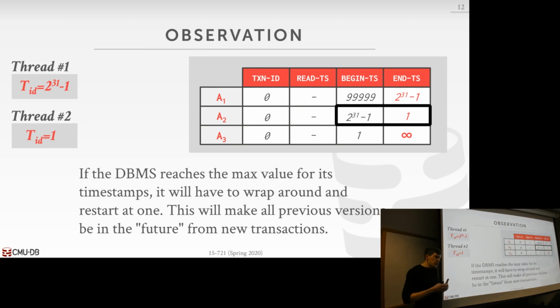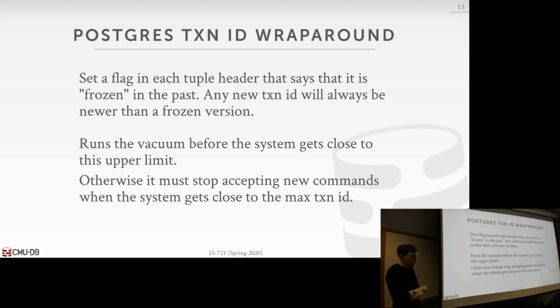And so if you have a 32-bit integer for your transaction ID, which Postgres does, you can get through this pretty quickly. Even if it's a 64-bit integer, at some point you'll run out, and you need to wrap around and handle that. So there's a couple of different ways to do this. I like describing what Postgres does because it's so simple and easy to understand. In some ways that makes it sort of elegant.